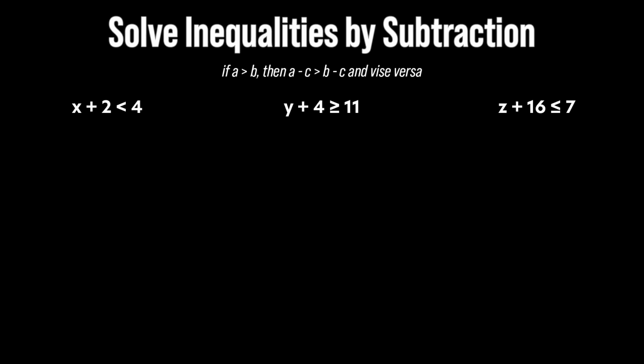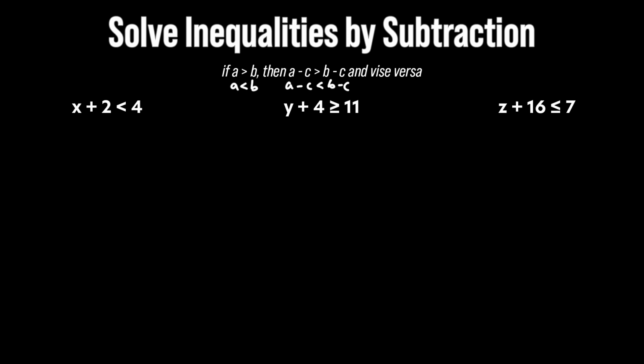Today we're going to learn about solving inequalities by subtraction. If a is greater than b, then a minus c is greater than b minus c, and vice versa. Vice versa simply means that if a is less than b, then a minus c is going to be less than b minus c. So the same goes for the less than sign.